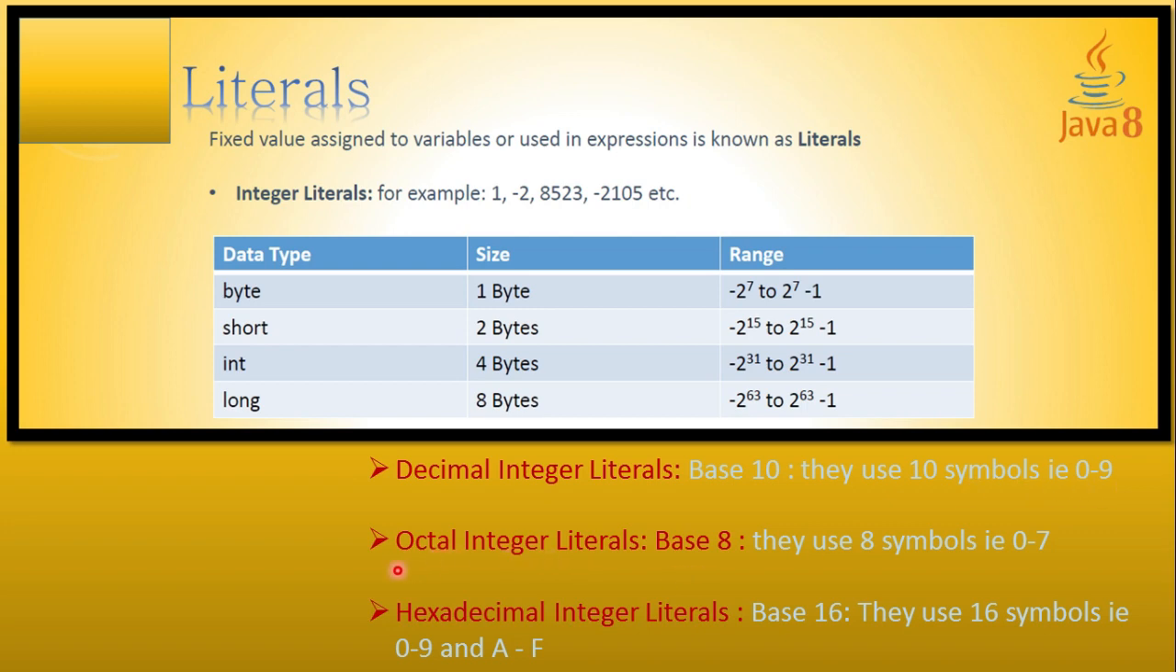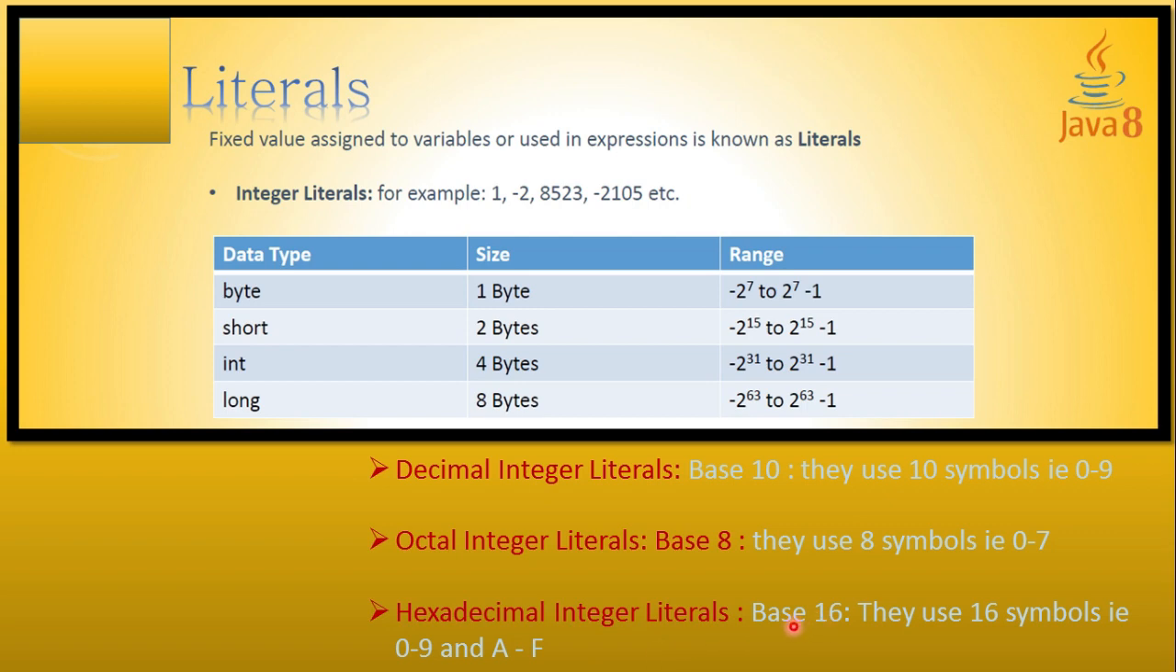Now, in computer there is octal number system also. Octal means base 8, 0 to 7. 0 to 7, total number of symbols becomes, what is the total number of symbols? 8. Now, this is a new one and a very important one, that is hexadecimal integer literals.